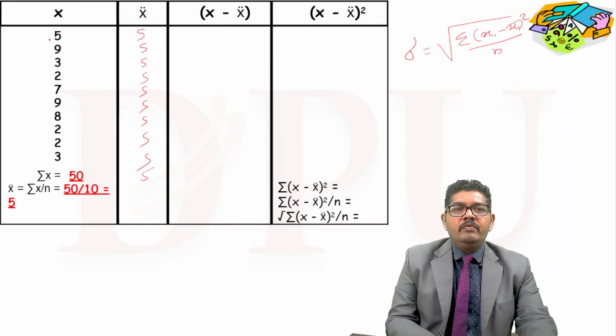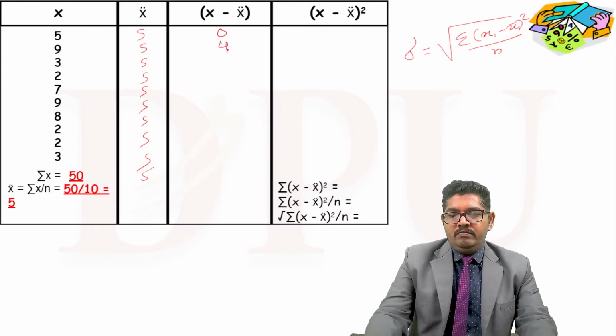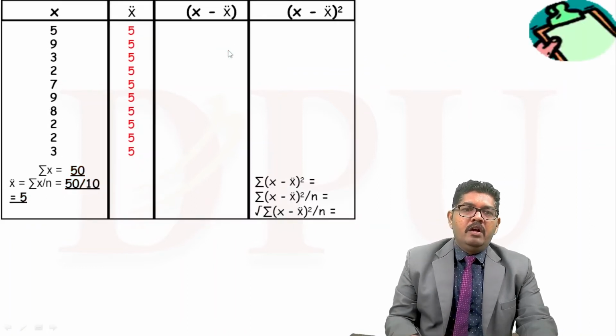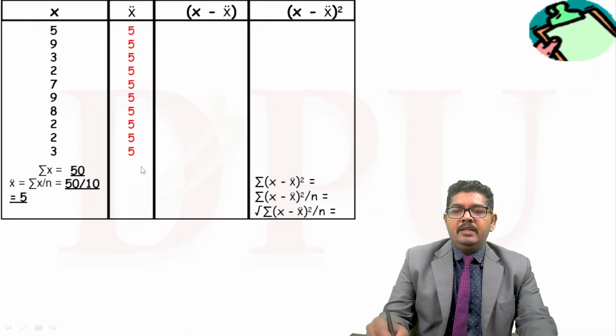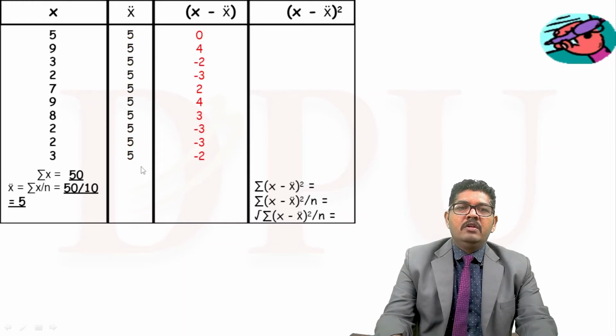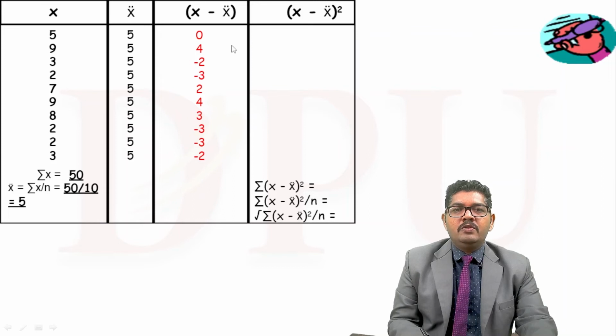In the third column we will be calculating deviation. So 5 minus 5 is 0, 9 minus 5 is 4, and so on. So here the values of mean are written in the second column. In the third column we have to write down the deviation, that is 5 minus 5 is 0, 9 minus 5 is 4, 3 minus 5 is minus 2, and so on.